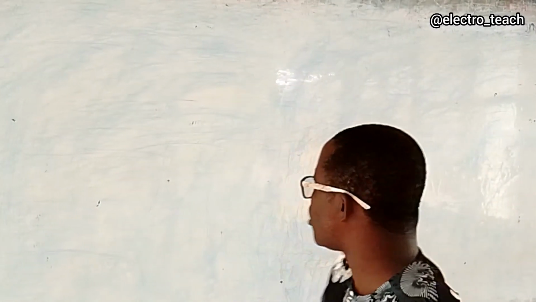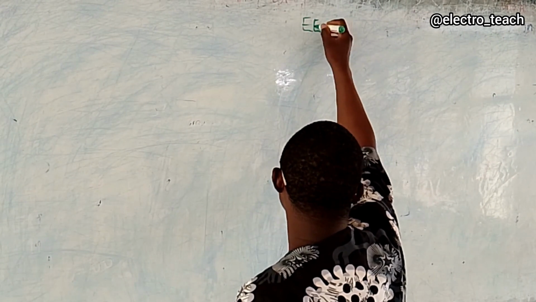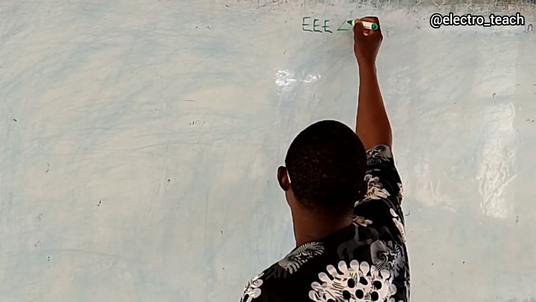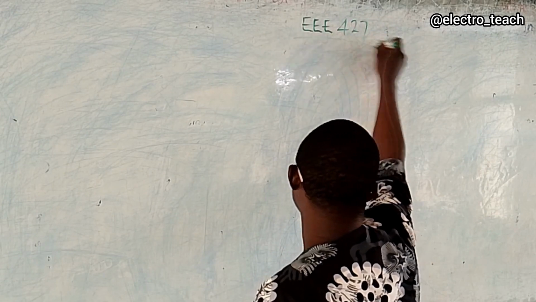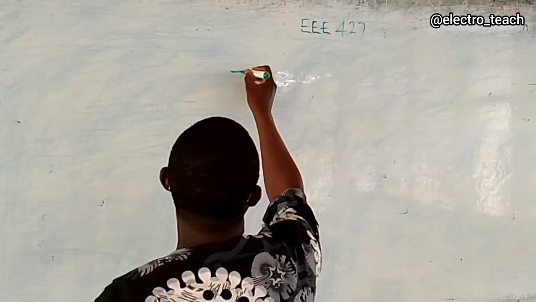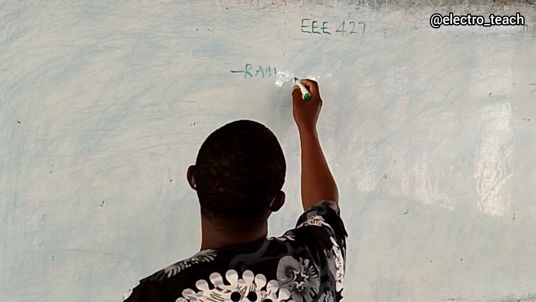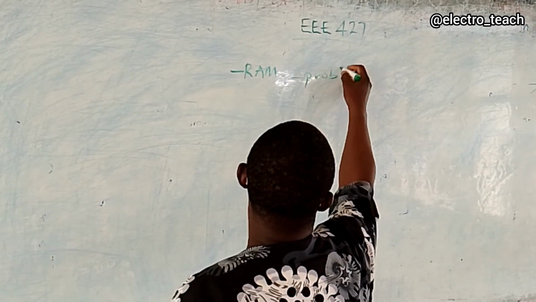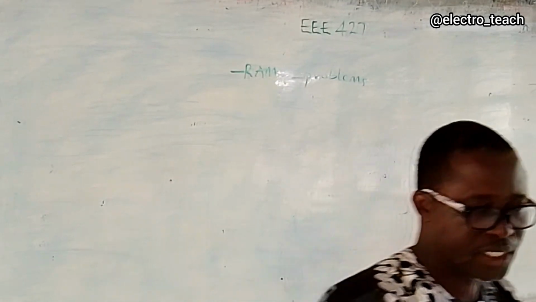So I said today we are going to talk about other hardware because it's EEE 427. Alright? So now we are talking about the RAM and common problems with RAMs. So you can jot down those aspects.